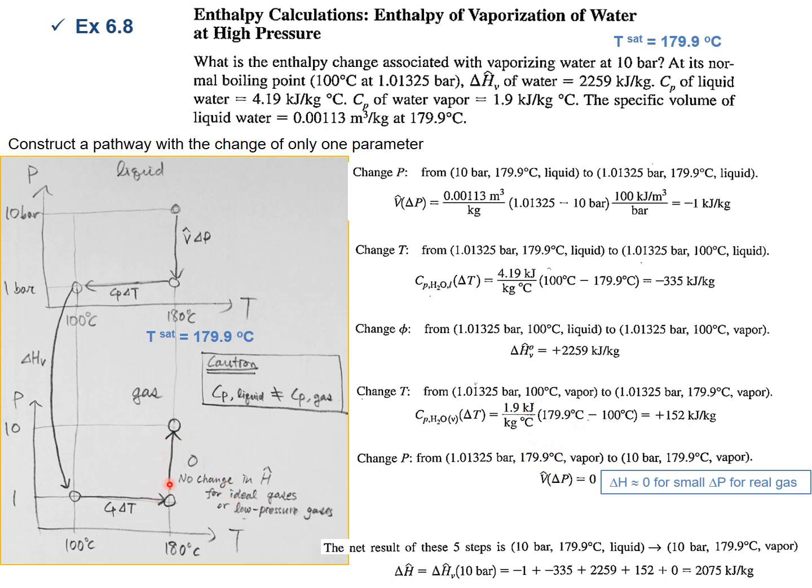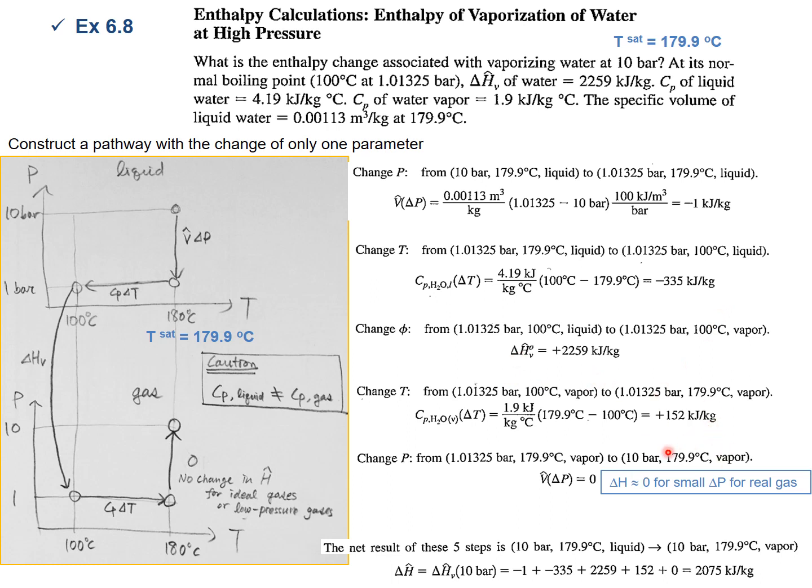And for the last step, the pressure is changing. There is no change in enthalpy for ideal gases or low pressure gases. You have learned about that. So this is true for small delta P for real gas. So we have 1, 2, 3, 4, 5 steps. It means we have 5 values of enthalpy change.